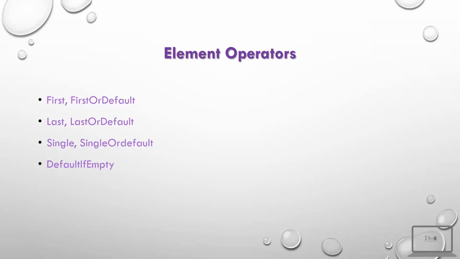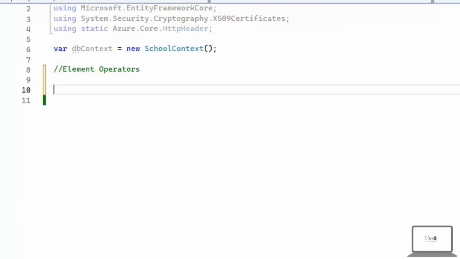Next we will see element operators. Now conversion functions convert our data into collections. If we want to extract one value, then we will use element operators. In element operators we have First, Last, Single, FirstOrDefault, LastOrDefault, SingleOrDefault, and DefaultIfEmpty. Let's see these all in an example.